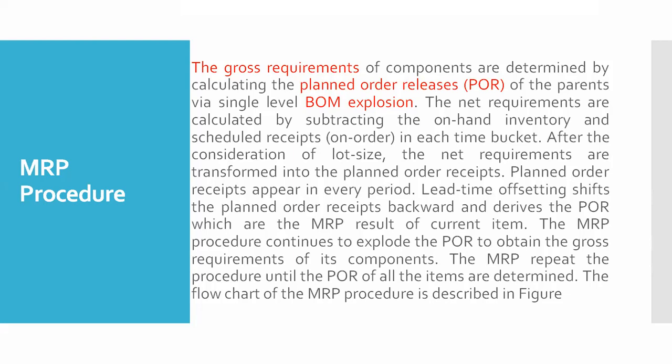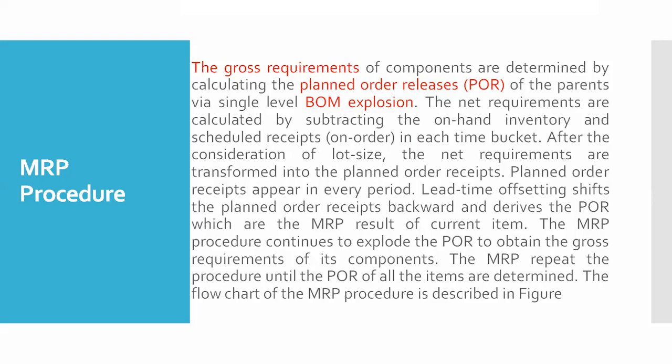Let time offsetting shift the planned receipts accordingly to drive the planned order releases, which are the MRP results of the current item. The MRP procedure continues to explore the POR to obtain the gross requirements of the components, and the MRP repeats the procedure until the planned order releases for all the items are determined.